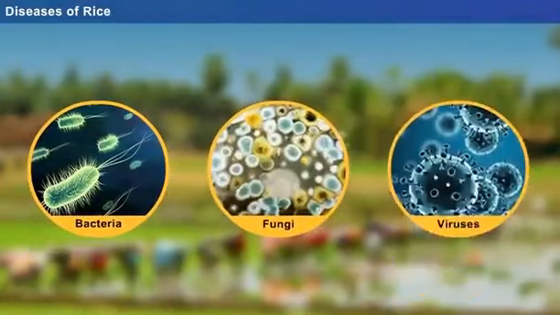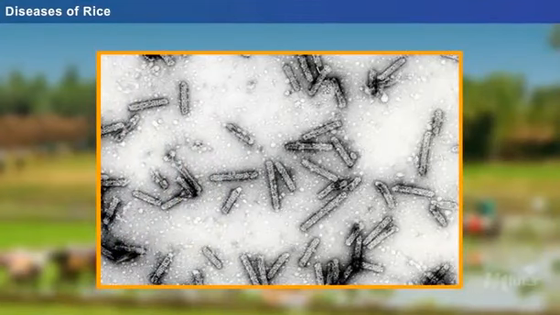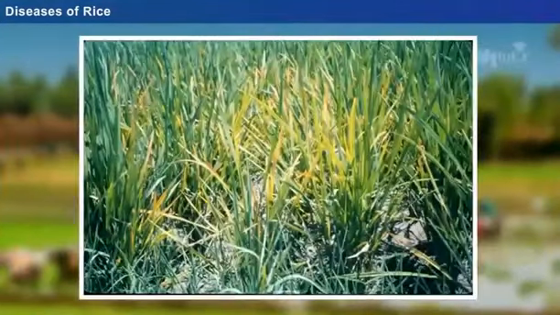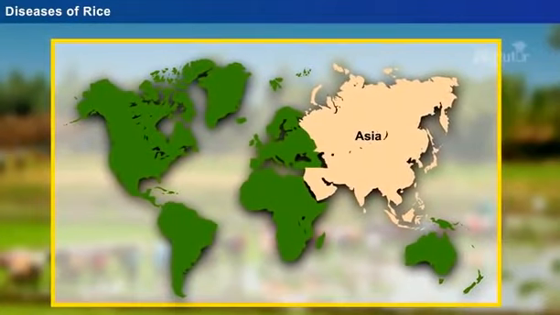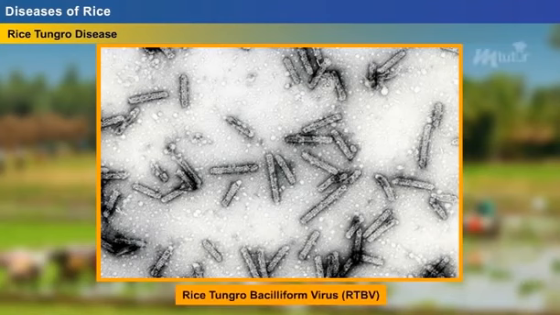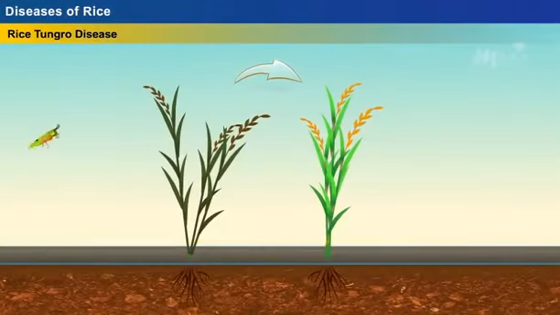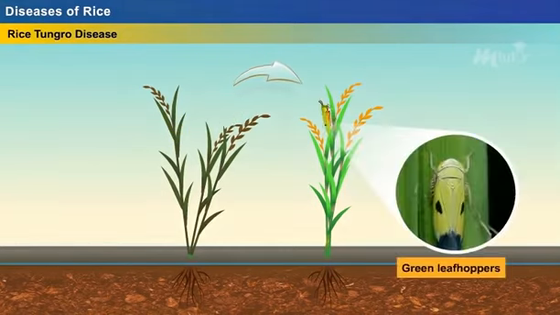Let us now learn about the effects of viruses on rice crop. Viral disease is yet again a serious threat to rice cultivation in Southeast Asia. Here, we shall focus on one of the most virulent types, the rice tungro disease. This disease is caused by two viruses, namely rice tungro bacilliform virus, that is RTBV, and rice tungro spherical virus, that is RTSV. These viruses are transmitted from an infected plant to a healthy plant by green leafhoppers.